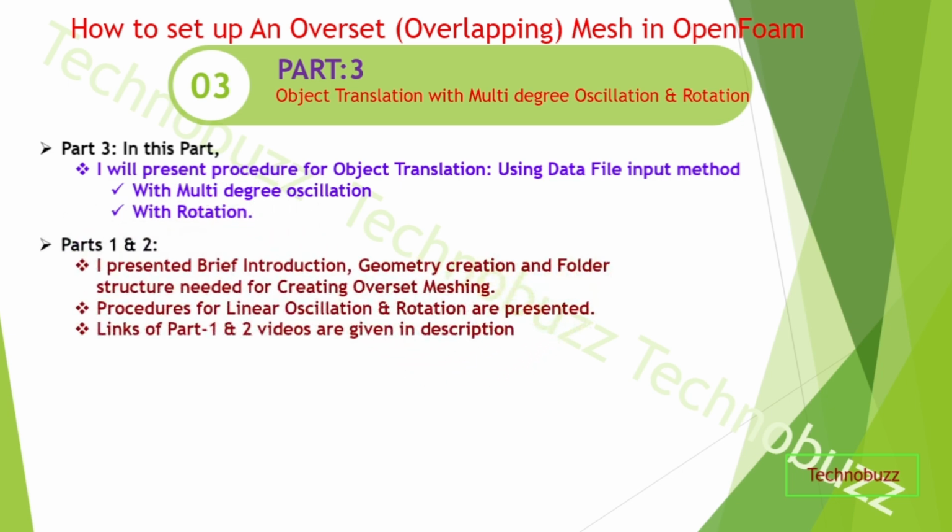In earlier parts 1 and 2, I presented a brief introduction, geometry creation, and the folder structure needed for creating the overset mesh. Procedures for linear oscillation and rotation are presented there. If you are visiting my channel for the first time, I am providing the links of the part 1 and part 2 videos in the description. You can visit those videos and check the procedure clearly.